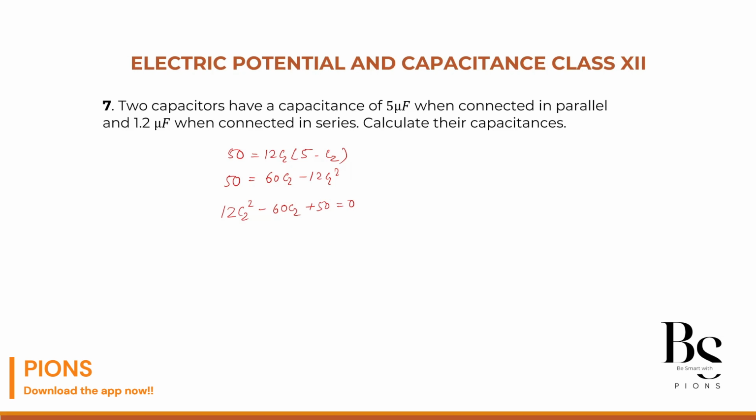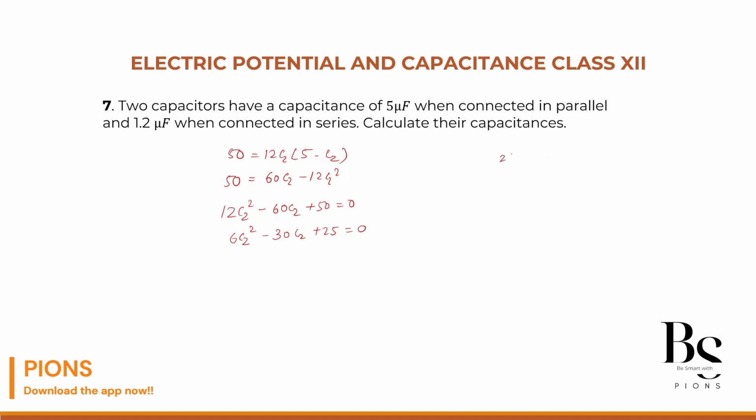Now is there anything which can cancel out? Let's divide the whole equation by 2. 6 C2 square minus 30 C2 plus 25 equals 0. Now let's simplify further. You can either use alpha and beta also if you want to, by using that minus b plus minus root under b square minus 4ac upon 2a. You can use that formula to directly find the solutions.